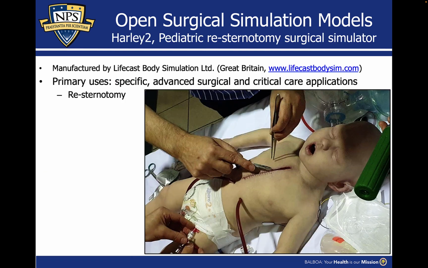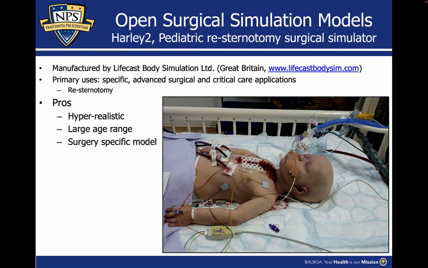The reason I introduced the hyper-realistic training mannequins by LifeCast Body Simulation is because they produce a surgical simulation model. That model's name is Harley2. It's a pediatric re-sternotomy surgical simulator. It is specifically used to train for re-sternotomy following open cardiac surgery in the pediatric population.